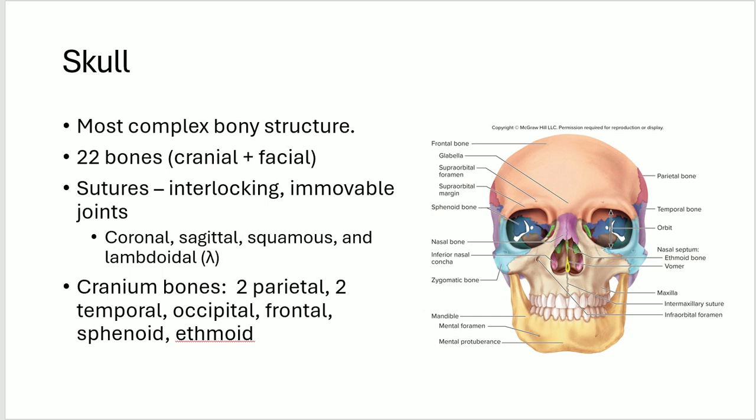Our cranial bones, we have two parietal, they're on top of the head. We've got two temporal, above the ears, one on each side.